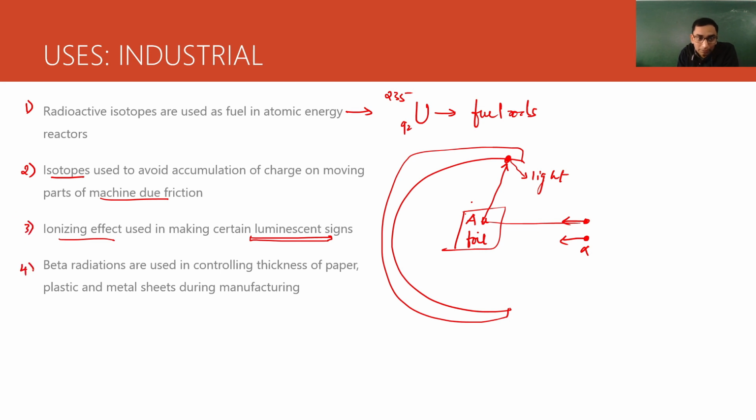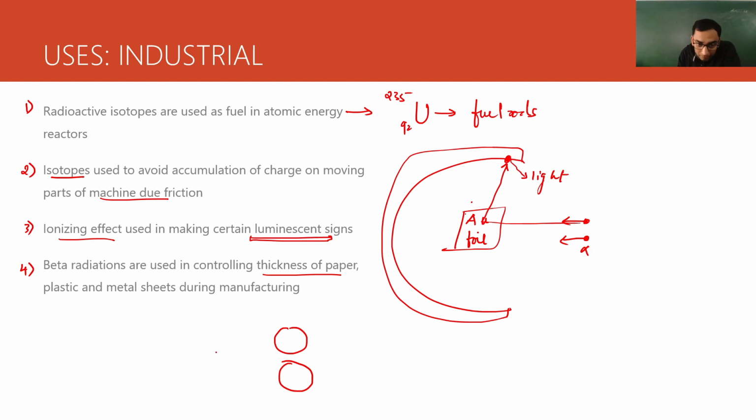Then the fourth point, beta radiations are used in controlling the thickness of the paper. Suppose that there is a roller, and this roller is moving like this. You might have seen the sugar cane going through both the rollers, and then the juice comes out.